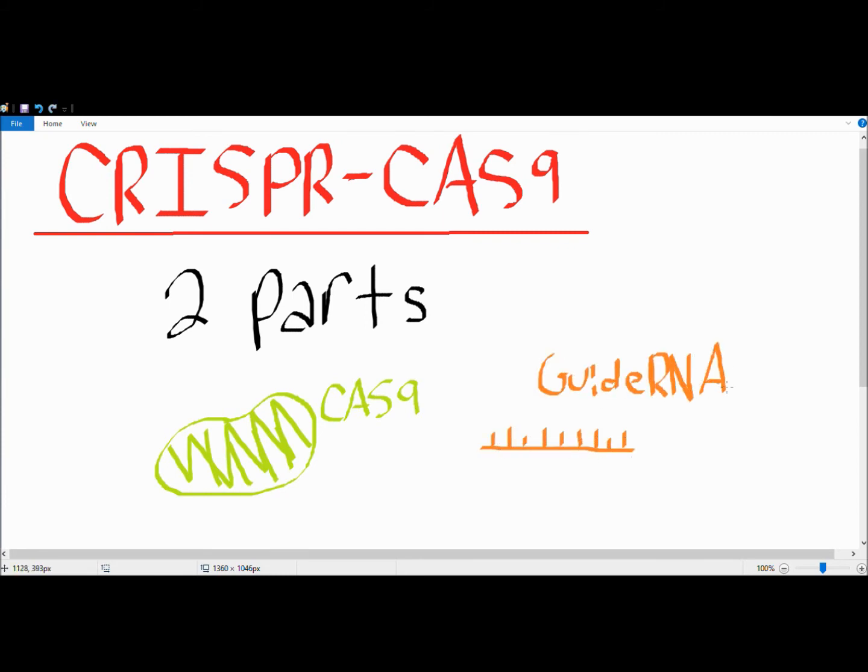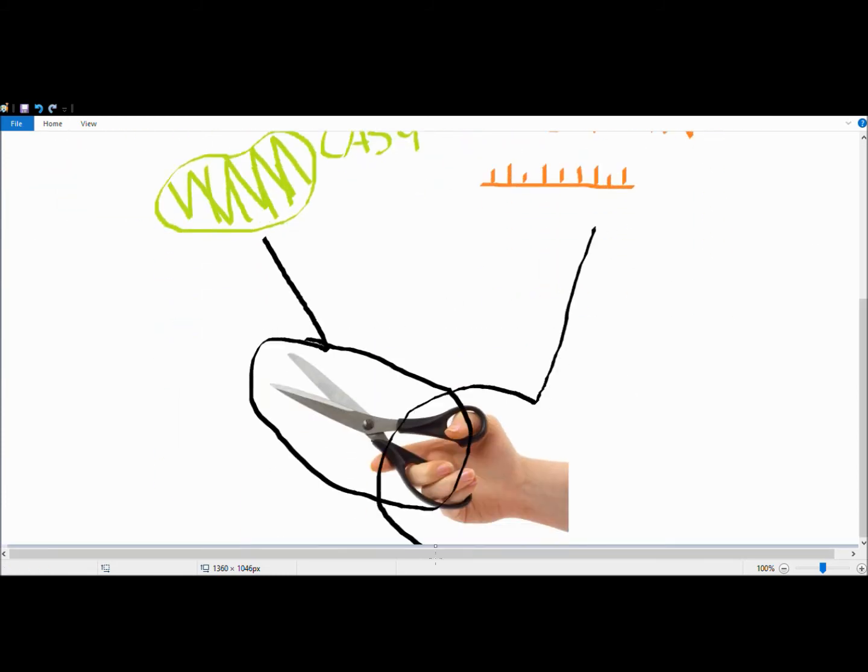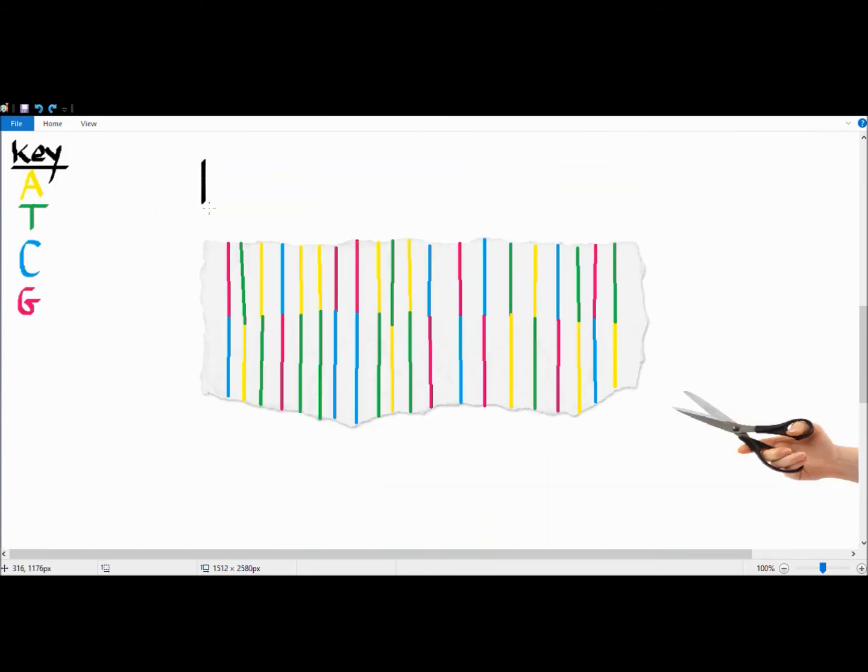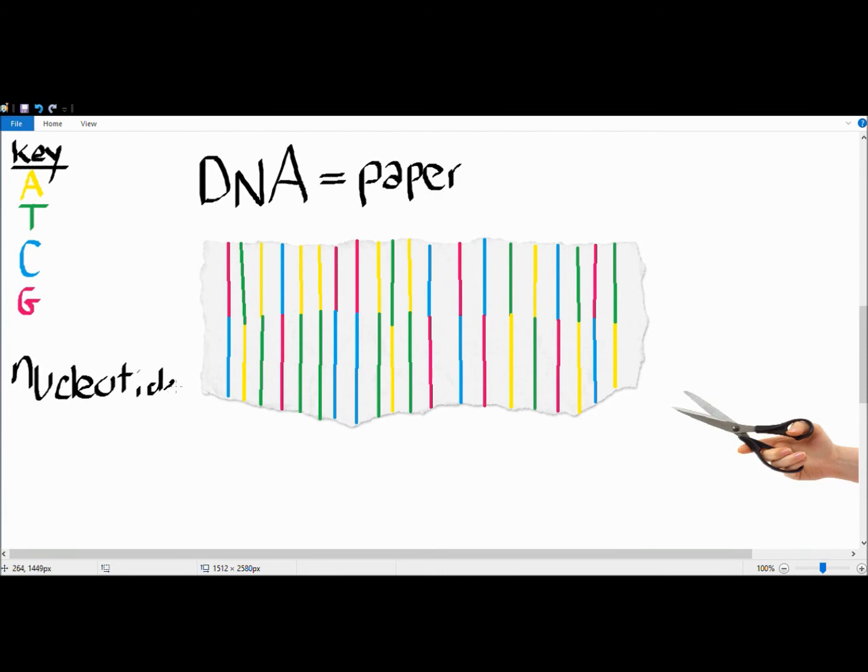Think of CRISPR-Cas9 as a pair of scissors. Cas9 would be the scissors, and the guide RNA would be the hand holding the scissors. The DNA we want to edit would be a piece of paper, and every nucleotide would be a different colored line along the paper. If I want to cut certain lines out of the paper, I tell my hand to cut at two lines at each end, which is exactly what CRISPR-Cas9 does.